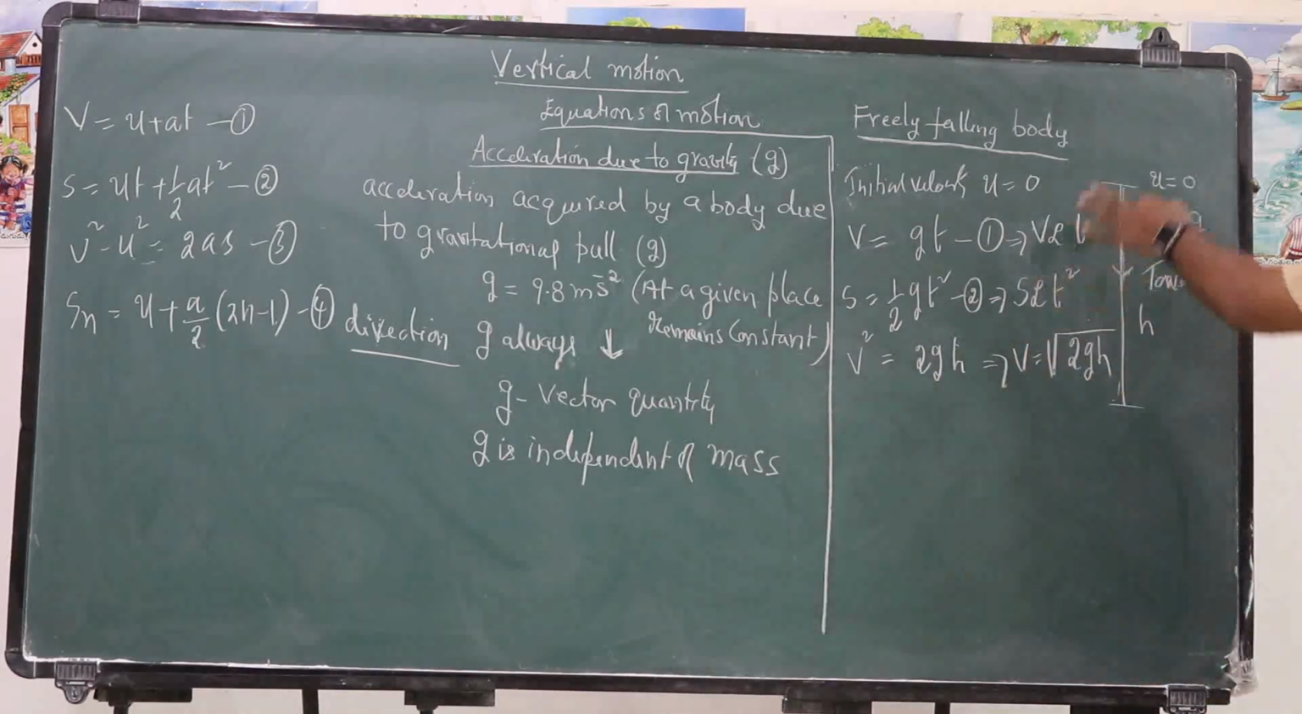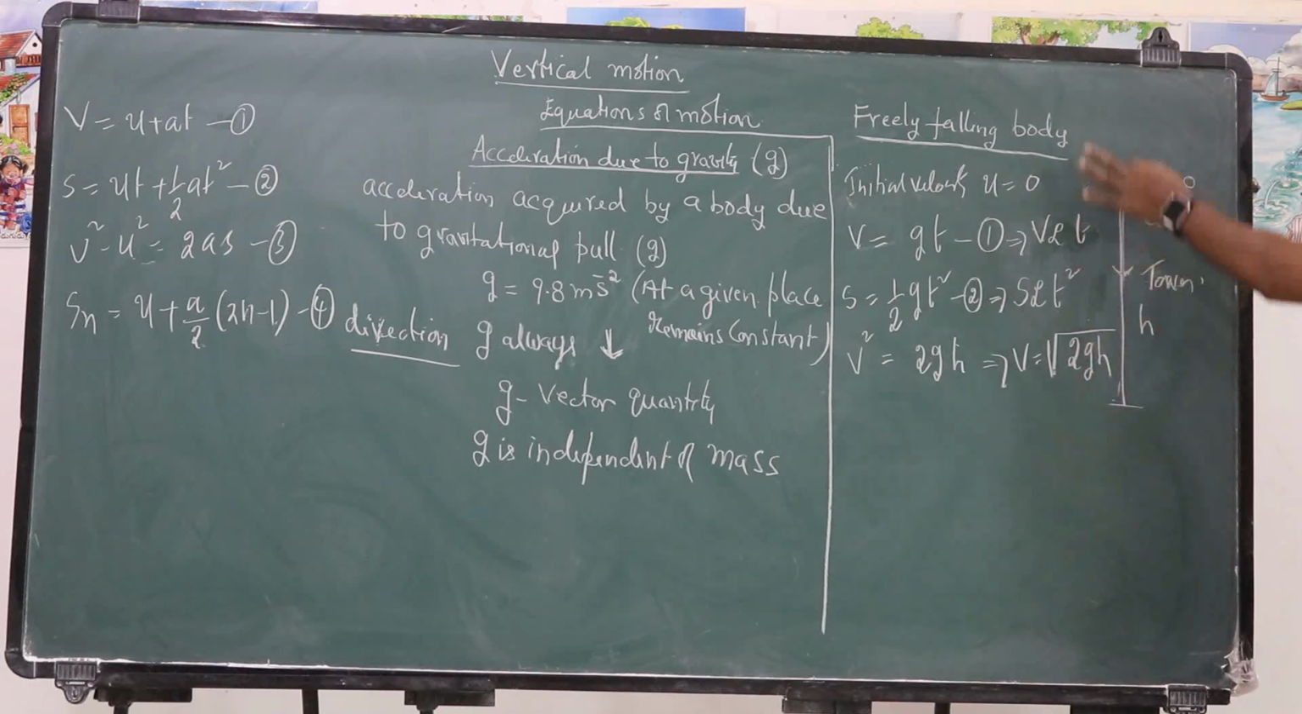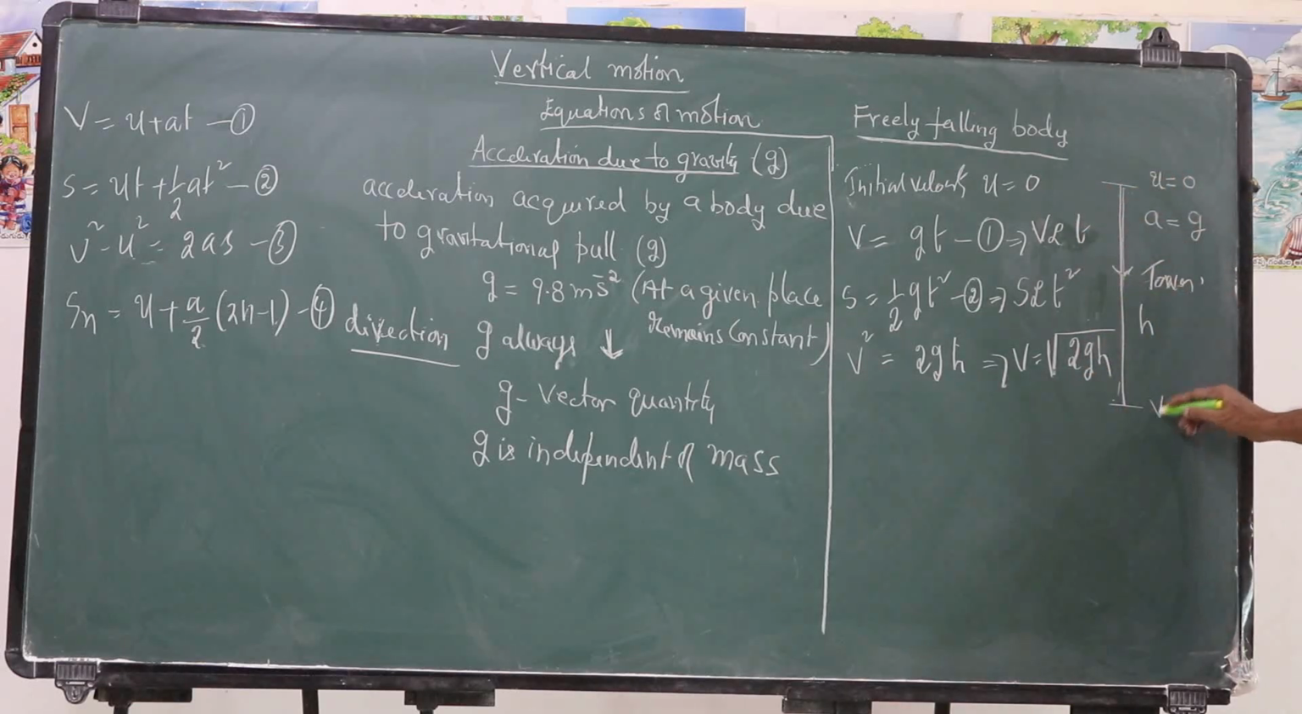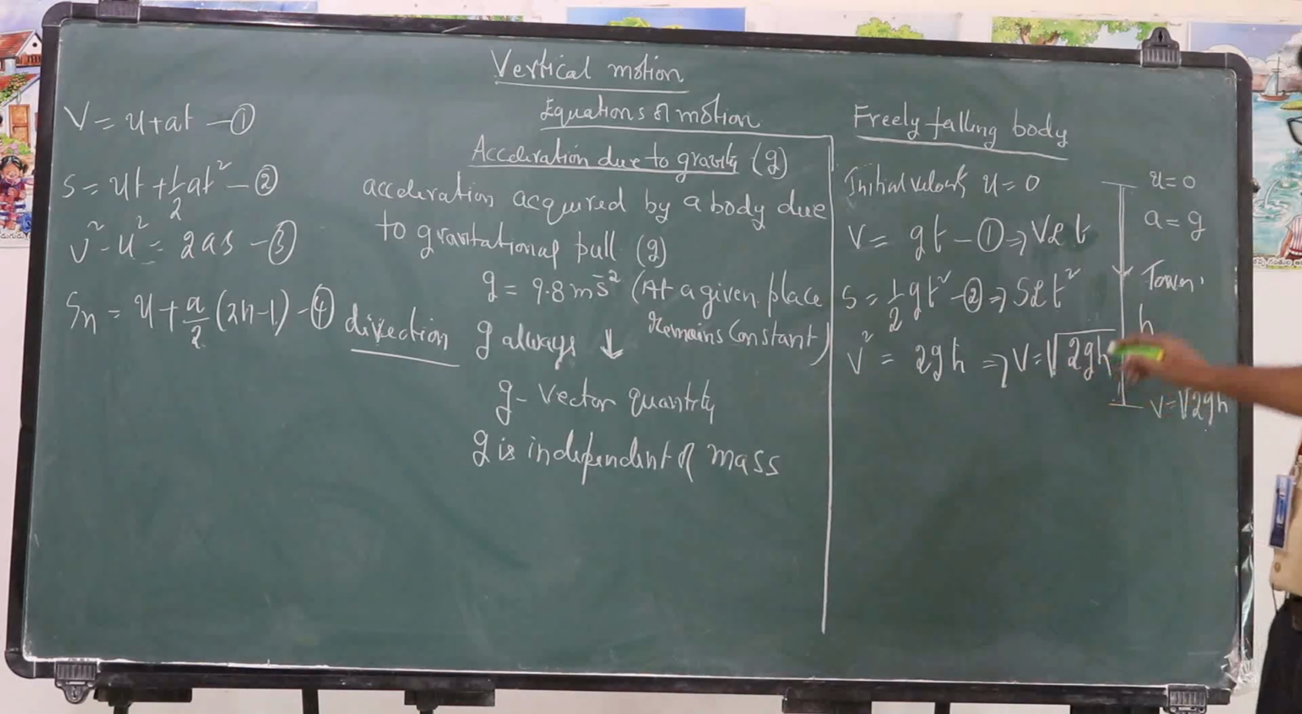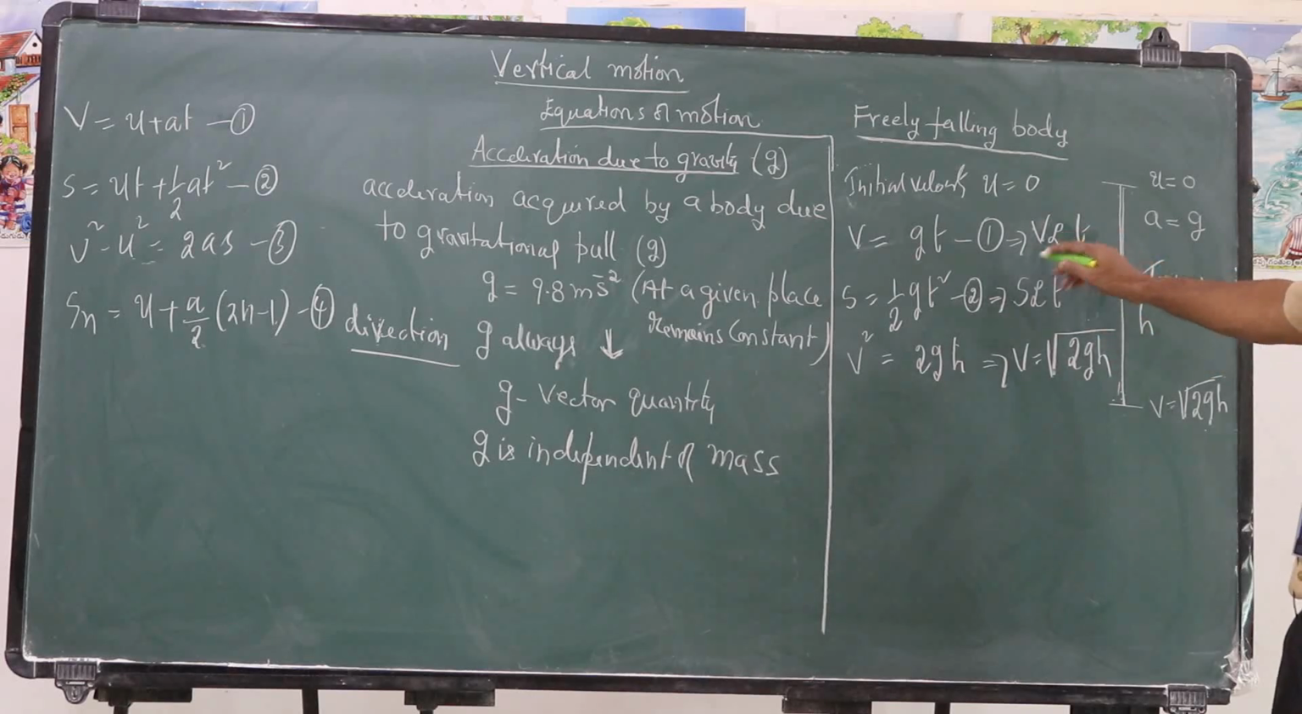Suppose a body is dropped from a height h. With what velocity will it hit the ground? So it hits the ground with velocity square root of 2gh. So velocity is incremented every 1 second by g units.